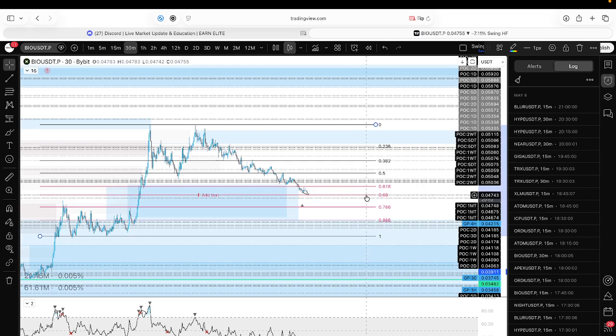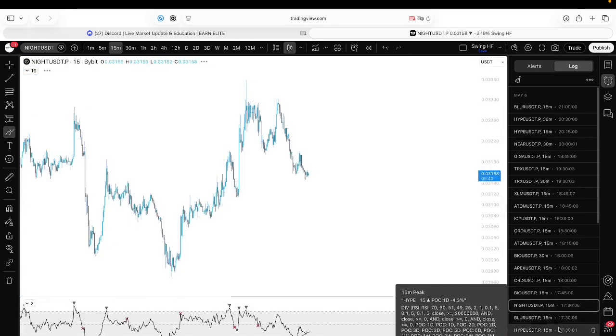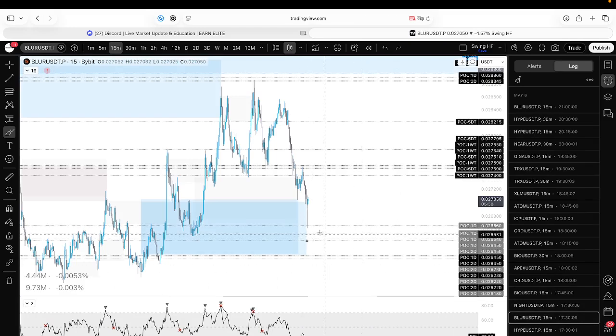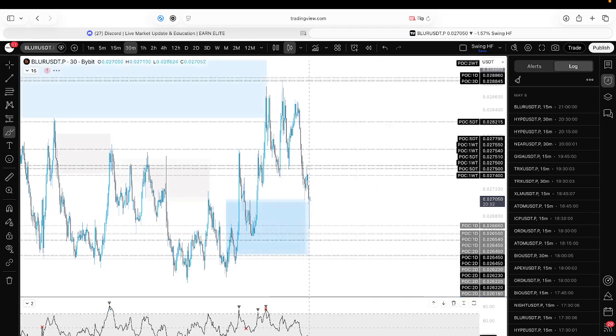Bio might have a reaction here, but it's too tight. I think it's going to break the resistance and maybe we can catch it down here. Blur, perfect reaction here. I think it was valid on the 30. No, not oversold.